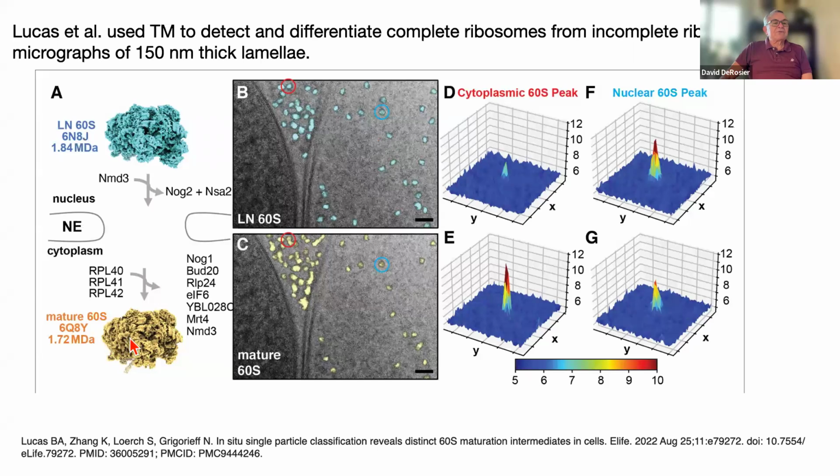Conversely, if you use a mature 60S particle, you get a much better match in the cytoplasm, this peak here, than you do in the nucleus, a lower peak. So they were able to differentiate ribosomes.